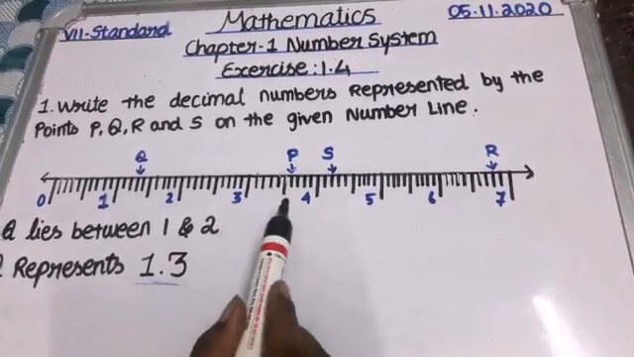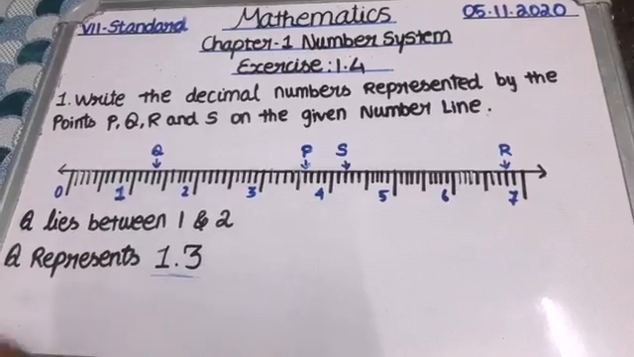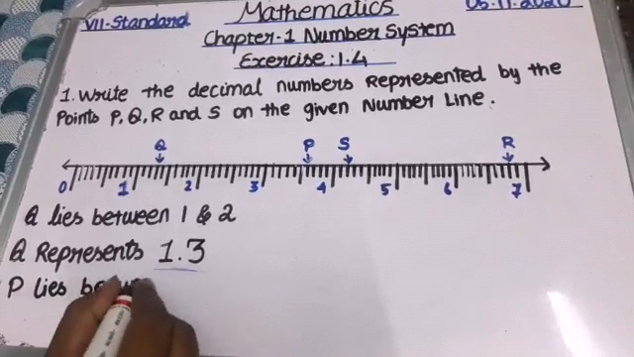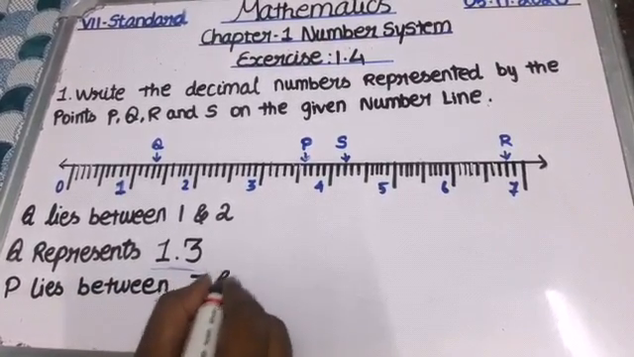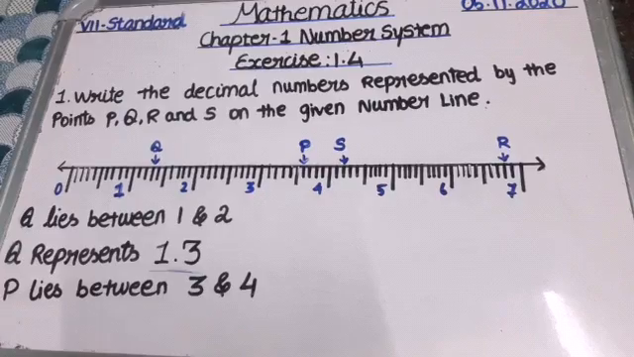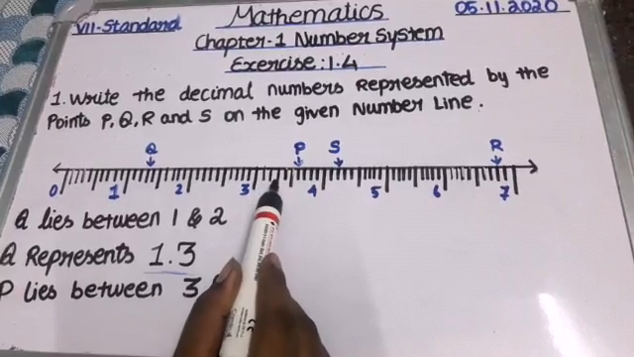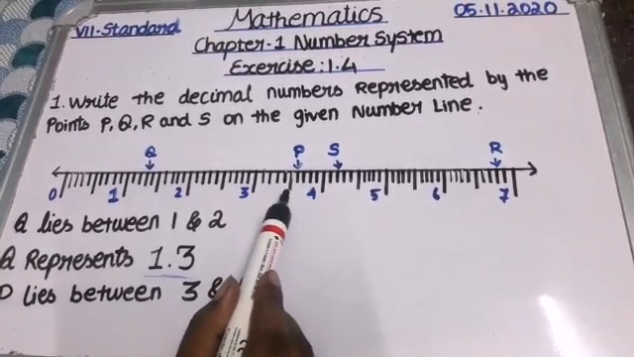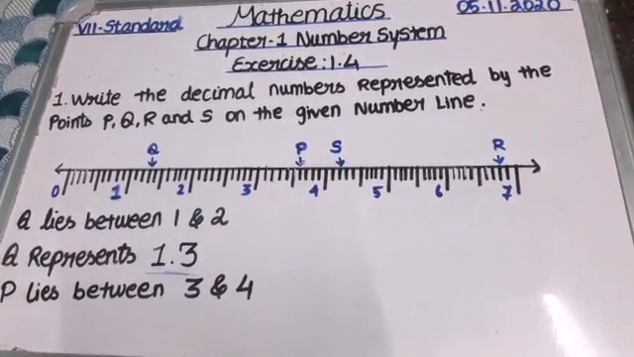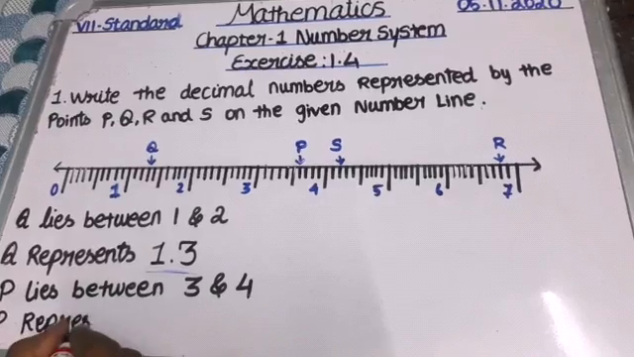Okay, students. Now following this we can write for P also. P lies between which two numbers? P lies between 3 and 4. Now what is the decimal number represented by the point P? After 3 we can say 3.1, 3.2, 3.3, 3.4, 3.5, 3.6. So P represents 3.6.